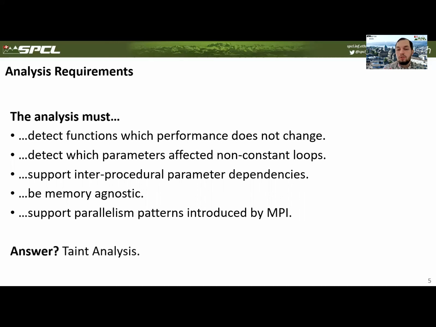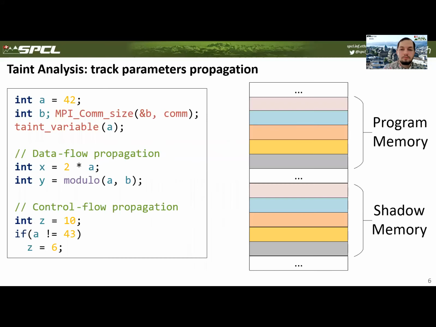Our answer to this challenge is dynamic taint analysis, a computer security technique originally used to track the propagation of potentially malicious program input through the application. Let's take a look at an example of how it works in practice. On the left side, we see a user code. On the right side, we see memory. We already see a significant change.